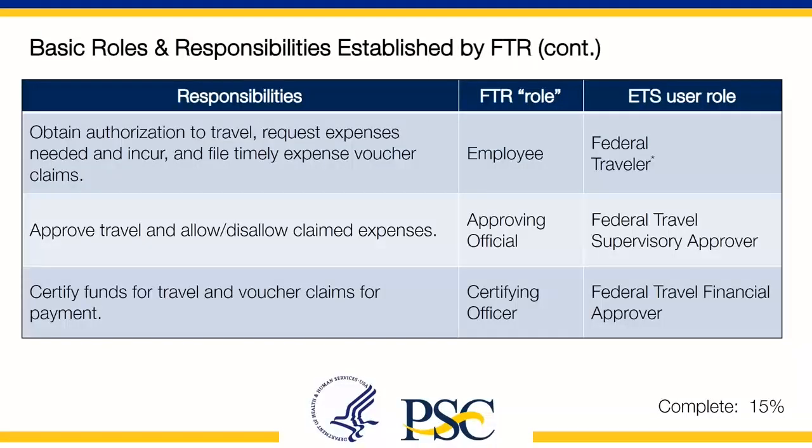Obtain authorization to travel, request expenses needed and incur, and file timely expense voucher claims are responsibilities of the employee and its ETS user role equivalent, the federal traveler. Approve travel and allow/disallow claimed expenses are the responsibilities of the approving official and its ETS user role equivalent, the federal travel supervisory approver. Certify funds for travel and voucher claims for payment are the responsibilities of the certifying officer and its ETS user role equivalent, the federal travel financial approver.